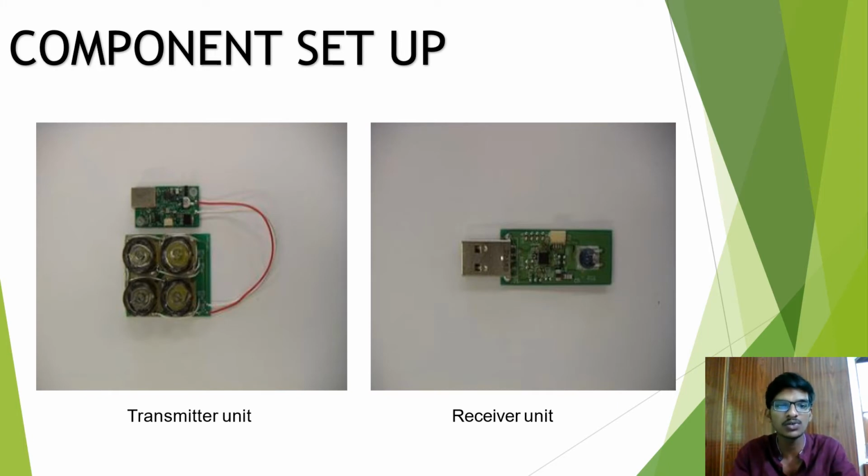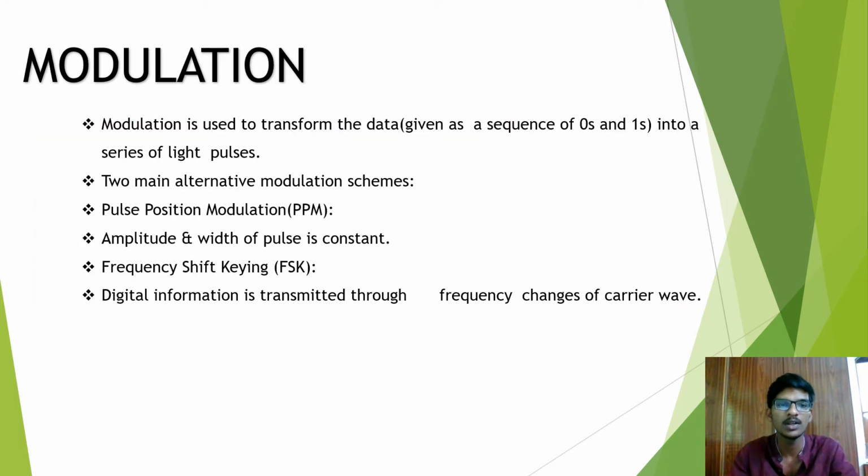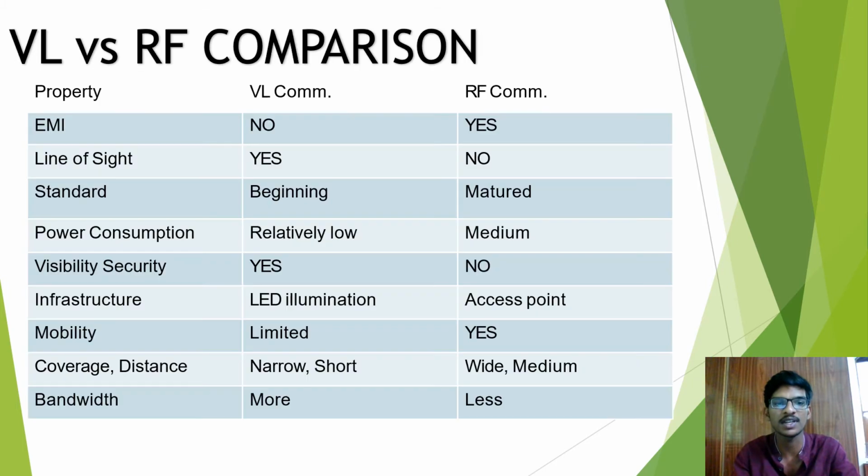Component setup. It has two types, transmitter unit and receiver unit. Modulation is used to transfer the data into a series of light pulses. Two main alternative modulation schemes are PPM and FSK. PPM means pulse position modulation. FSK means frequency shift keying.